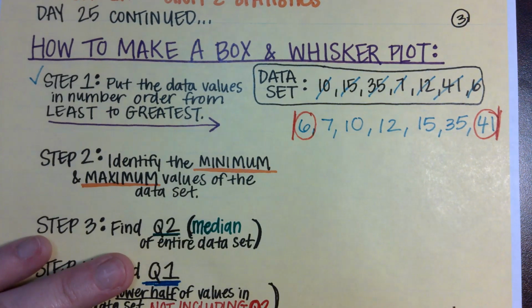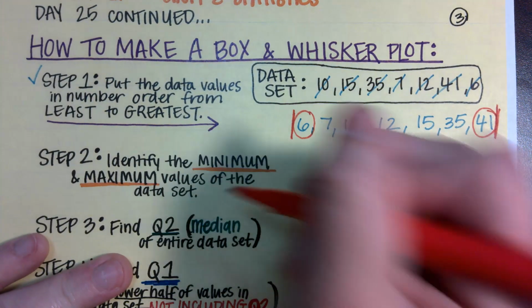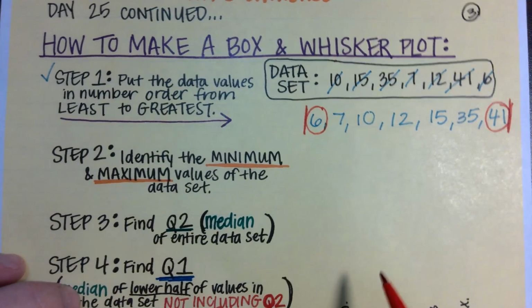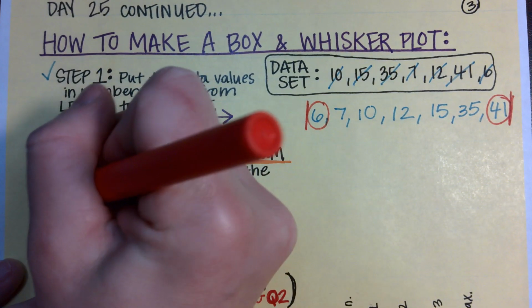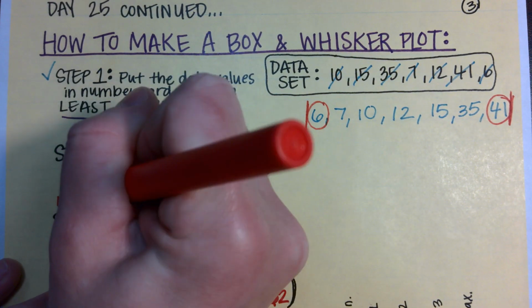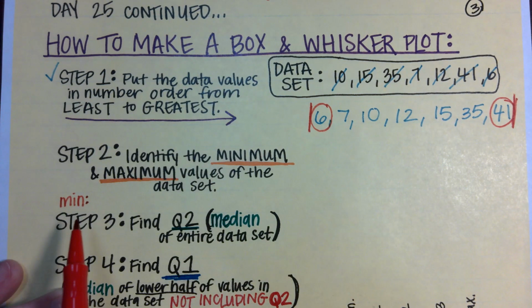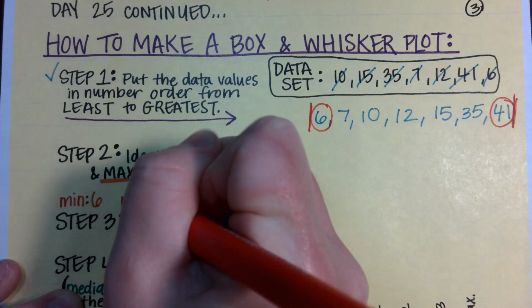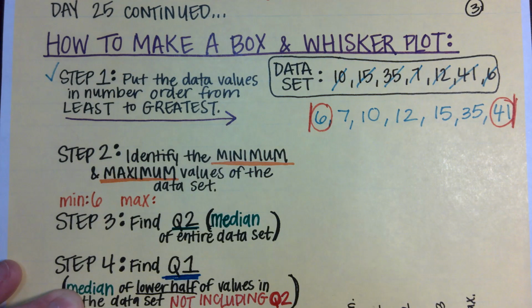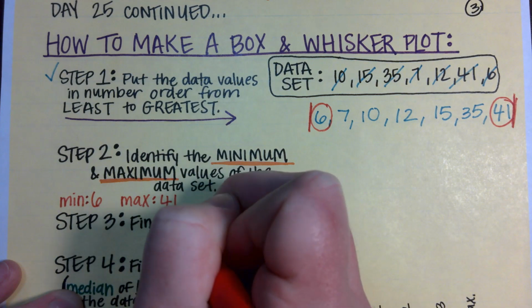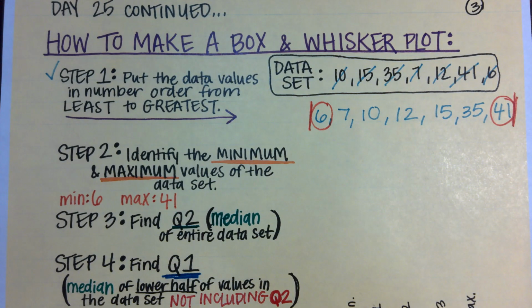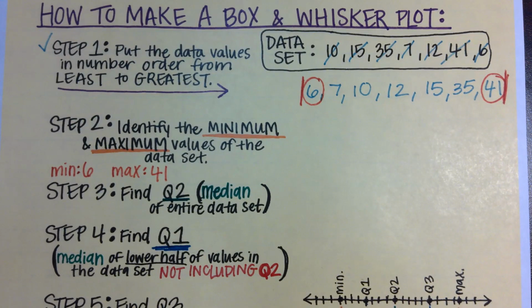So those are labeled. And if we want, I didn't give you slots to write out your answers, but maybe by each step we could write what we have so we don't lose track. So my minimum was 6 and my maximum was 41. Okay. Now we found our minimum and our maximum.